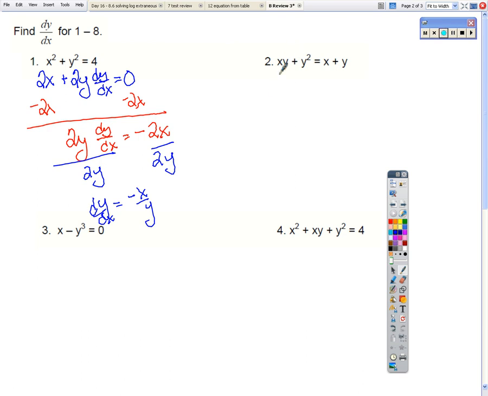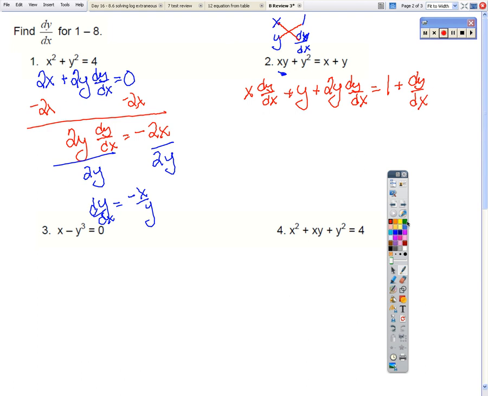Now for number 2, we need the product rule for xy. So I'm going to individually find the derivative of each piece. And then the product rule says x times dy/dx plus y times 1. And then I'm going to take the derivative of y squared, the derivative of x, and the derivative of y.